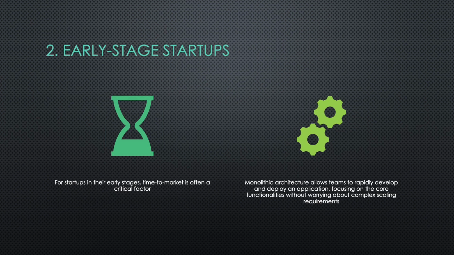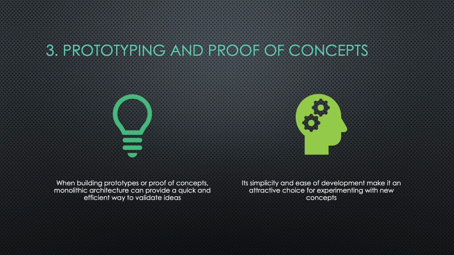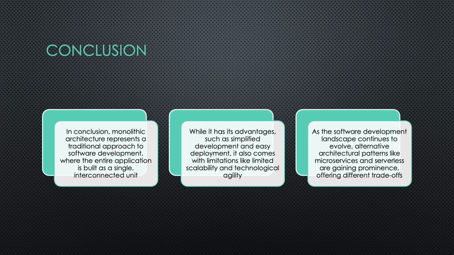2. Early-stage startups. For startups in their early stages, time to market is often a critical factor. Monolithic architecture allows teams to rapidly develop and deploy an application, focusing on the core functionalities without worrying about complex scaling requirements. 3. Prototyping and proof of concepts. When building prototypes or proof of concepts, monolithic architecture can provide a quick and efficient way to validate ideas. Its simplicity and ease of development make it an attractive choice for experimenting with new concepts.